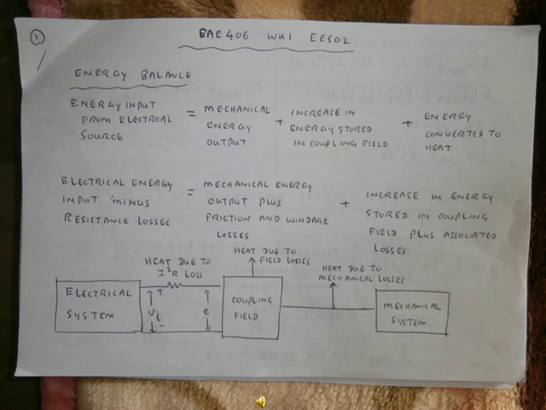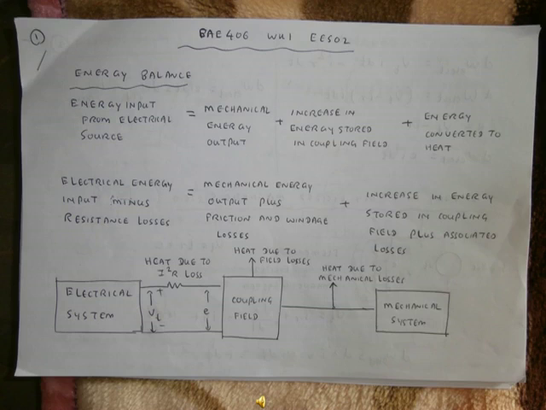And then we continue to write this equation: electrical energy minus resistance loss. When you connect the machine to the supply source, the electrical energy is input. When the electrical current flows into the winding, there will be resistance loss. Therefore, the electrical energy input minus resistance loss is equal to mechanical energy output plus friction and winding loss plus increase in energy stored in coupling field plus associated losses.